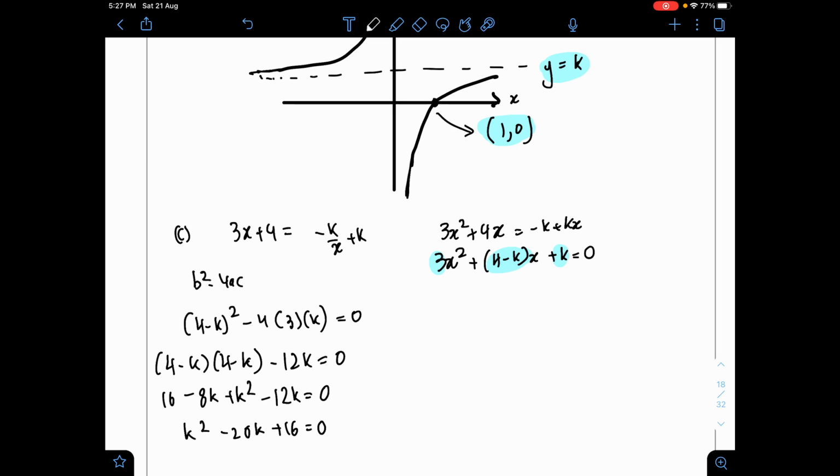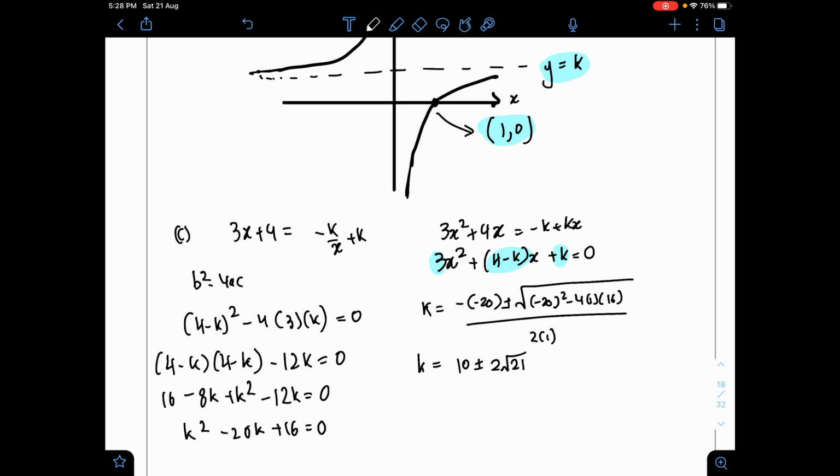So that will be k equals minus b, so it will be plus 20, plus or minus the square root of minus 20 squared minus 4 times 1 times 16, all over 2a, so 2 times 1, because a is 1. So let's put it in the calculator. So what do we get? We get 10 plus or minus 2 root 21. That's what we get. All right, so these are the critical values.